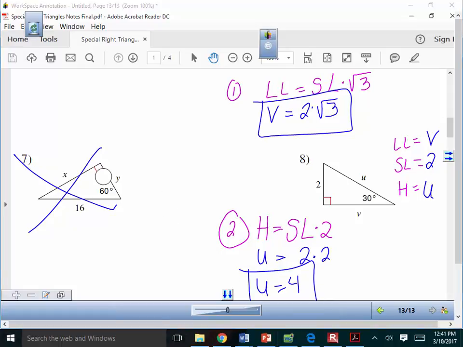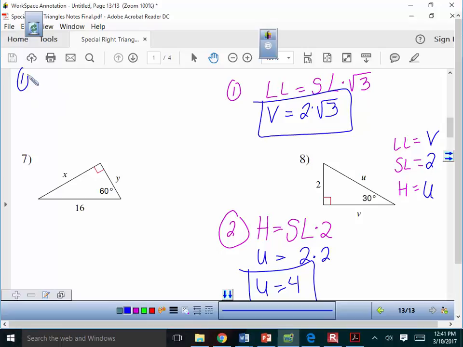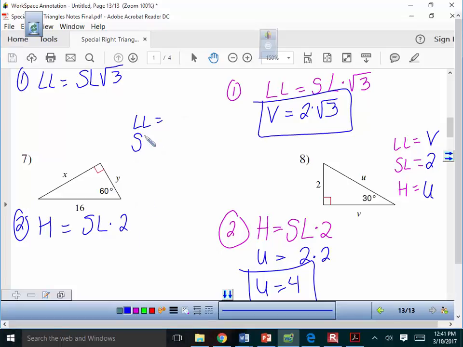So let's look at number 7 now. On number 7, again, we want to write these 2 equations. The first equation is that the long leg is equal to the short leg times the square root of 3. And the second equation is that the hypotenuse is just equal to the short leg times 2. So we need to identify what our long leg is, what our short leg is, and what our hypotenuse is. So what is our long leg going to be, Alexia?